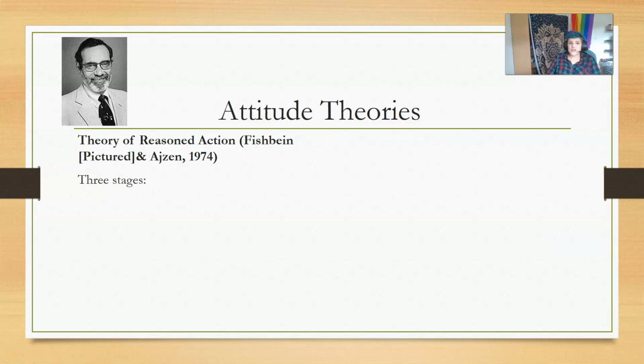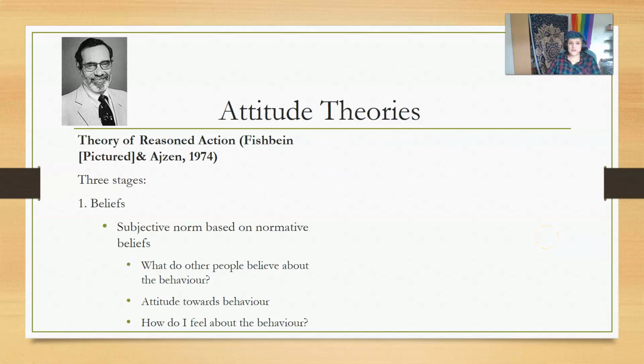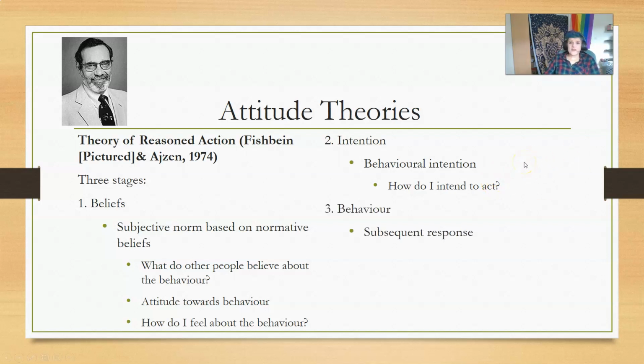The theory of reasoned action came first, and this had 3 stages. The first is beliefs. So subjective norm is based on normative beliefs. So what other people feel about a behaviour, other people's attitudes towards the behaviour, and how you feel about the behaviour. The second is intention. So how do you intend to act? Do you want to engage in that behaviour? And then the third is your subsequent behavioural response.